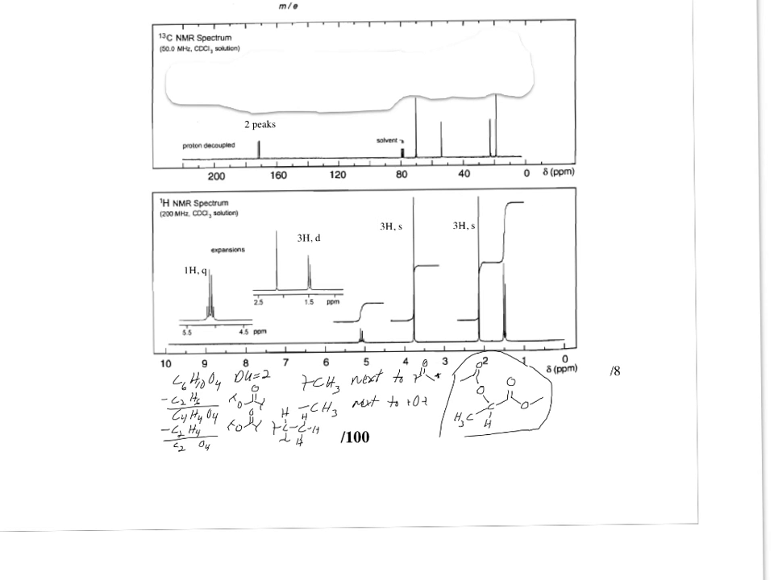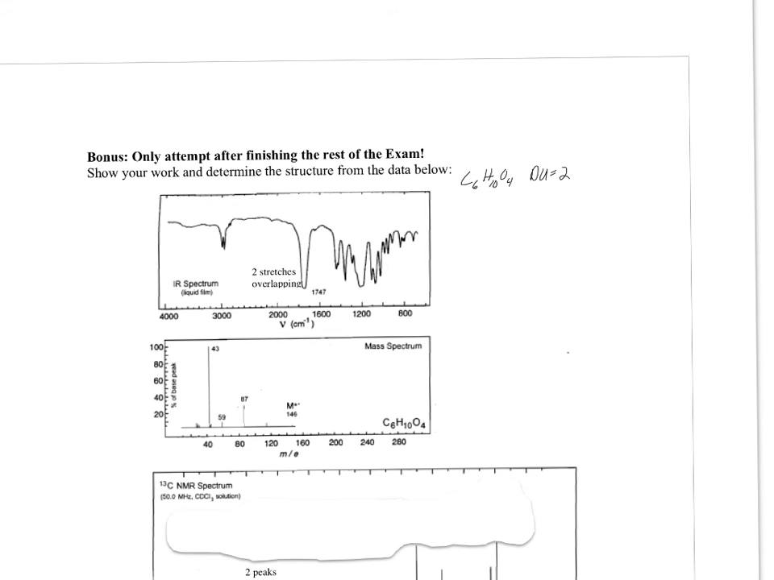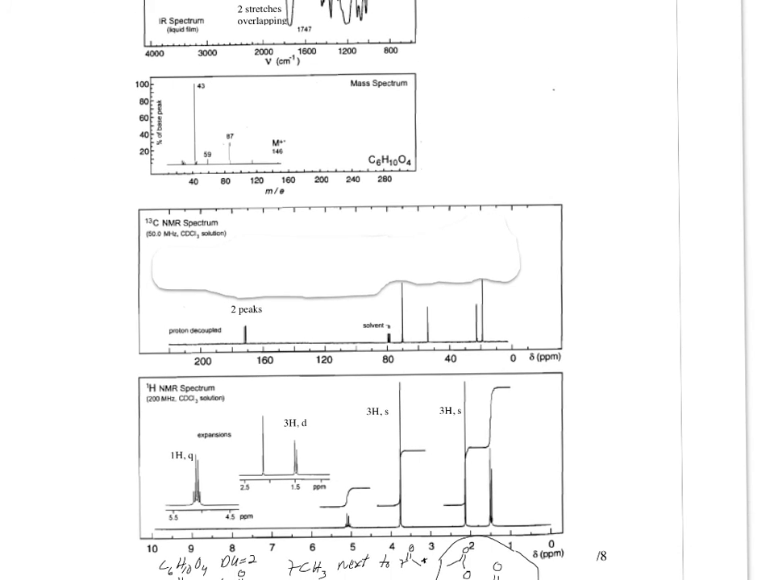Good. Alright, for this last bonus one, first do your degrees of unsaturation. From this, you get 2, so no benzene rings, 2 pi bonds or rings. Have only sp3 hybridized CHs. To have 2 stretches overlapping at 1746, that's straight up in the ester region, so that tells me I have 2 esters, 2 different types. I have 6 different types of carbons.